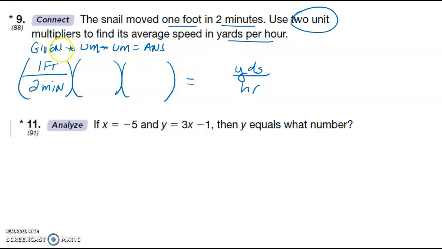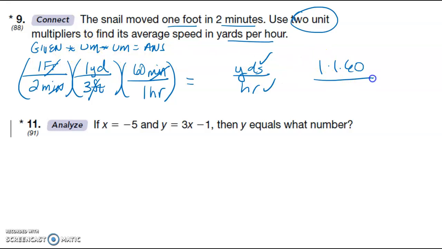So let's change the foot to yards first. So we know that there are 3 feet in 1 yard. So that cancels the feet, and we've got yards at the top. And then we have 60 minutes in 1 hour, so that changes the minutes to hours, and hours is in the right place. So now we have 1 times 1 times 60 over 2 times 3 times 1, which is 60 over 6, which is 10. 10 yards per hour.